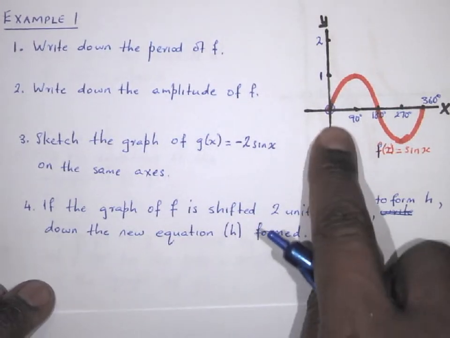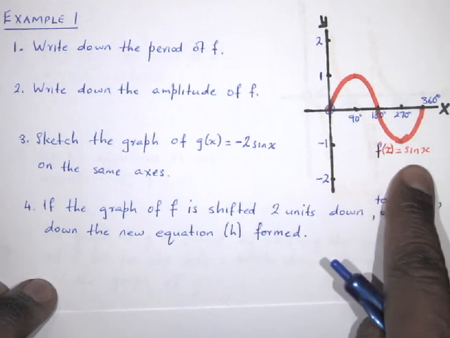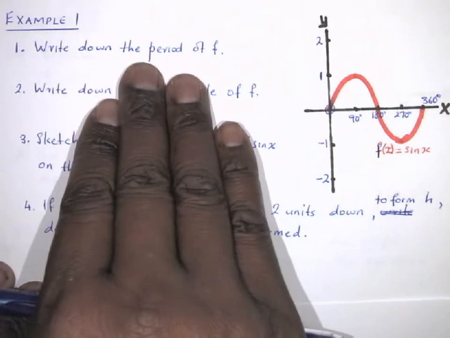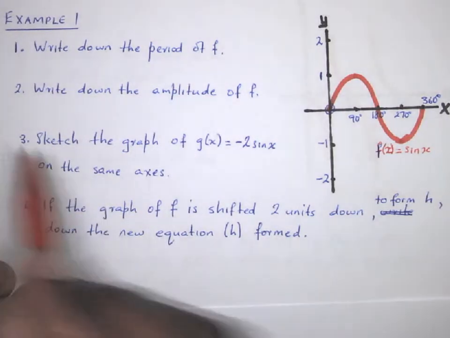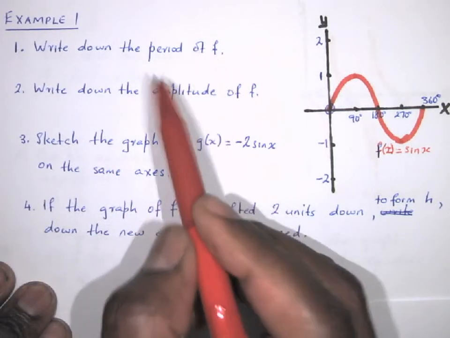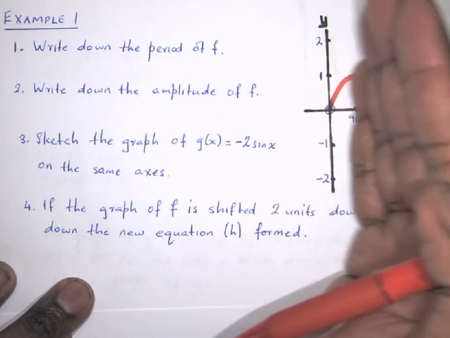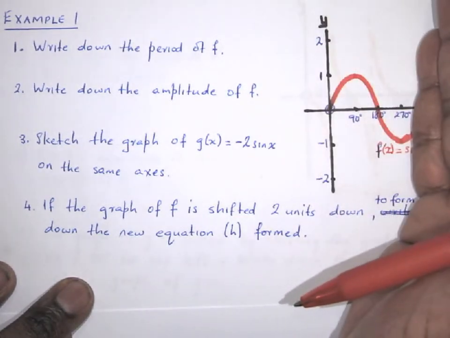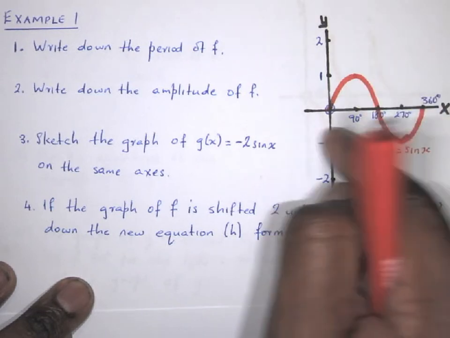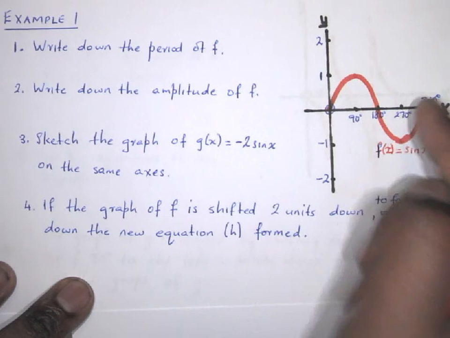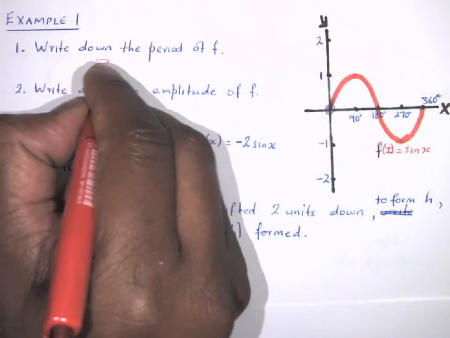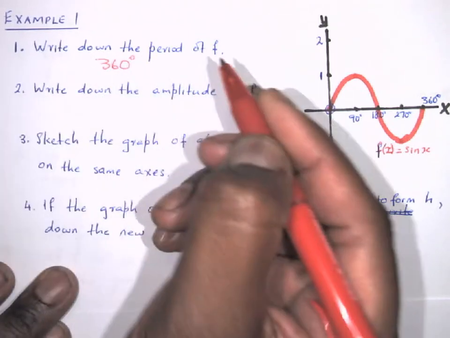Suppose here you've got a function f of x equals sine x drawn on a system of axes like this. Then they ask us to answer these questions. Here is the first question. It says, write down the period of f. Remember, the period is about the length of the graph, how far it's going. It must be a complete wavelength. You can see that this one here is a complete wavelength. So how long is that wavelength? It's 360 degrees. So the period of this one here is 360 degrees.